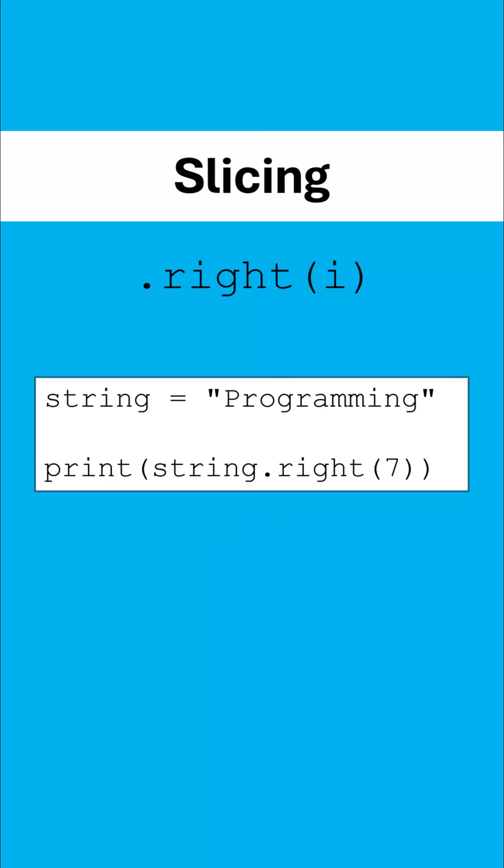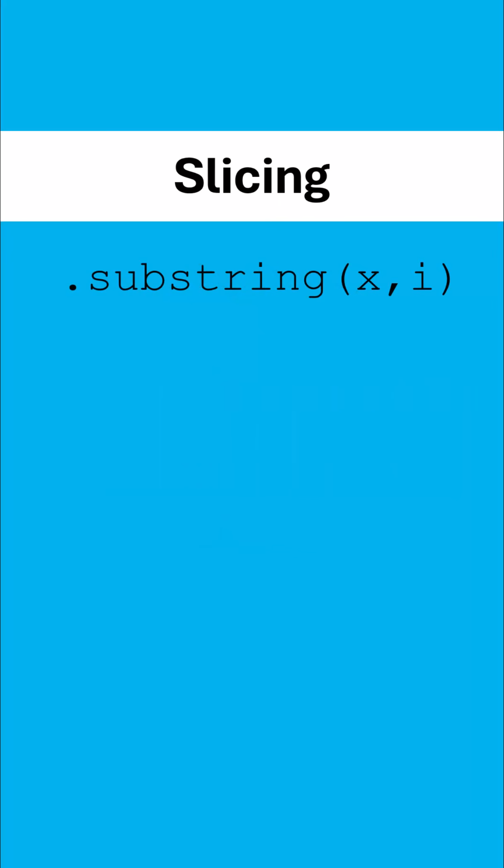.right works in a very similar way. So if I was going to print string.right(7), this would give me the last 7 characters of this string, which happens to be ramming. So .right and .left are really convenient and easier than the Python method. If you need to get characters in the middle of a string, you've got to use .substring. Now, this has got two numbers in its brackets. The first number is your starting index, and the second number is how many you want after that.